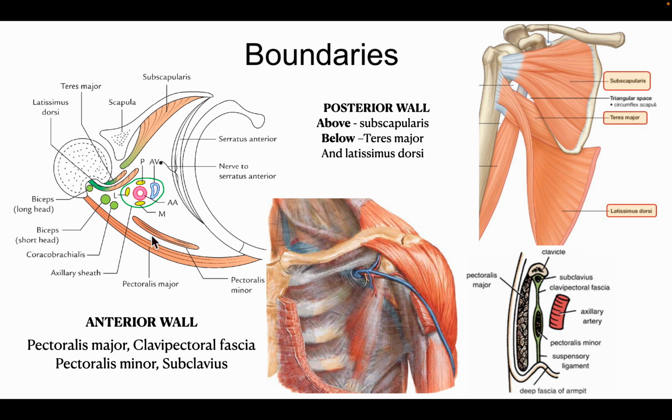So let's know the formation of the anterior wall and the posterior wall of the axilla. The anterior wall is formed by the pectoralis major, and you can see here in the diagram the clavipectoral fascia. Then deep to the pectoralis major we have the pectoralis minor, and we have one more muscle known as the subclavius muscle. On the back side, you can see here in the diagram, it is formed by the subscapularis muscle above, and a little bit below it is formed by the teres major and by the latissimus dorsi muscle.